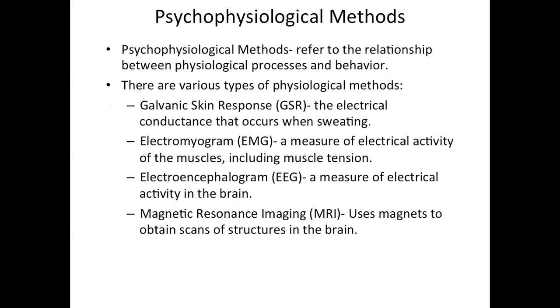Now let's shift gears. We talked about observational strategies. We talked about various interview methods. Another form of an observational method is psychophysiological methods. What a psychophysiological method does is link your mental state or behavior to some kind of biological or physiological response. And there are many different psychophysiological methods we use. For example, the galvanic skin response is a measure of sweating.